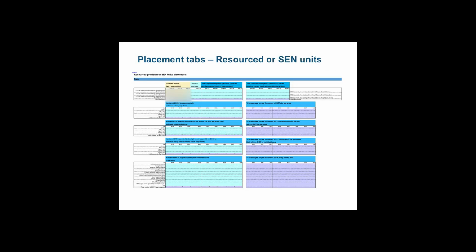Next slide shows the Resource and SEND Provisions tab. As you can see, it follows the same pattern as the Mainstream tab. So related Section 251 expenditure at the top, followed by EHCP data. All the placement tabs follow the same pattern apart from the Health and Social tab.